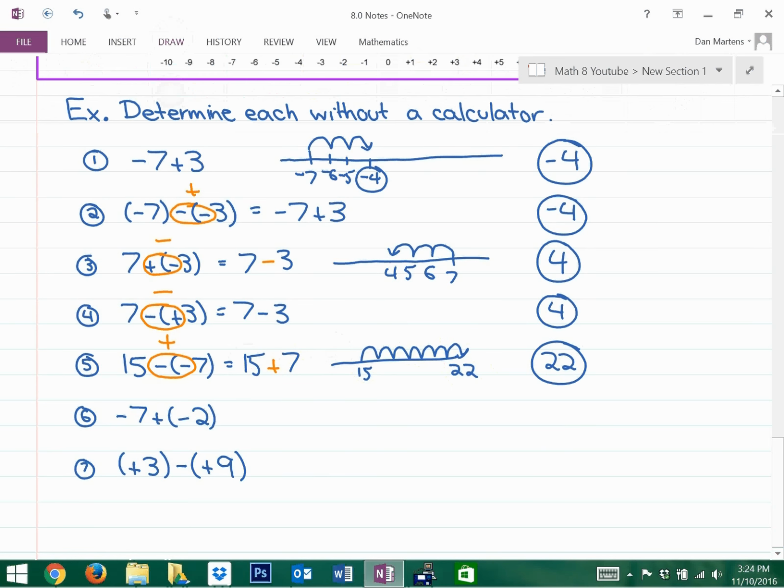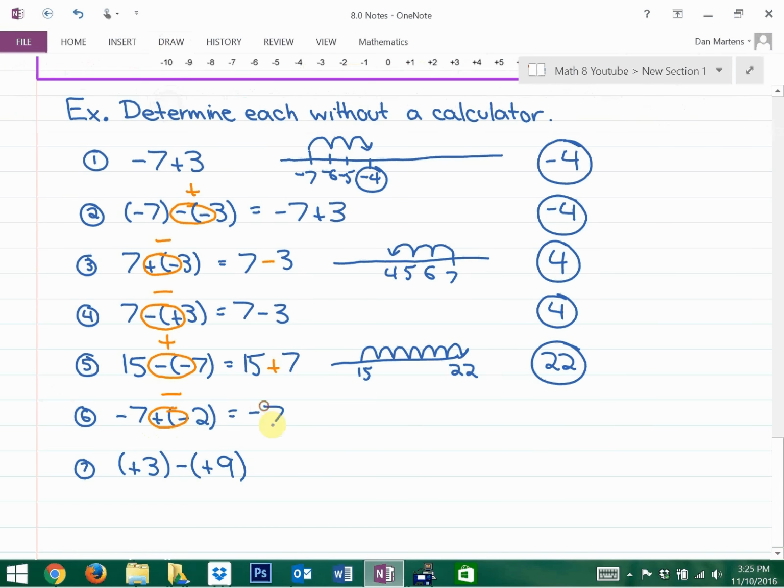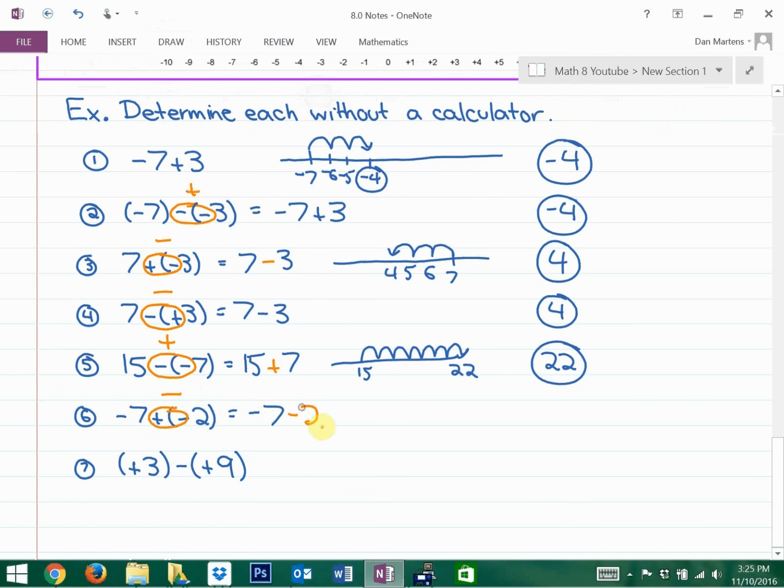And the last two questions are the following. So negative 7 plus negative 2. So we could change that to simple subtraction. So this is equivalent to negative 7 minus 2. So on your number line, if you'd like to, you could start at negative 7 and go minus 2. So it's 2 backwards. So negative 8, negative 9. Your answer would be negative 9.